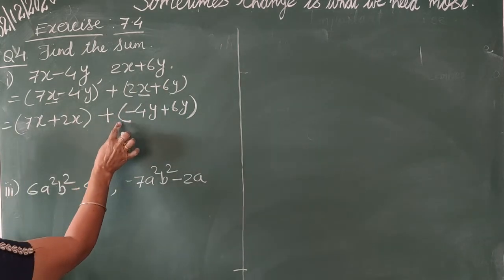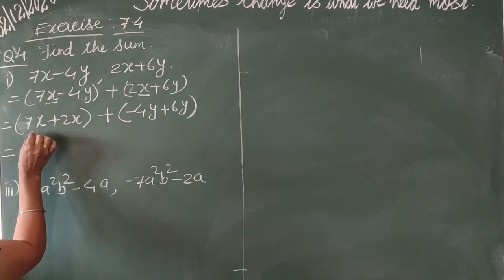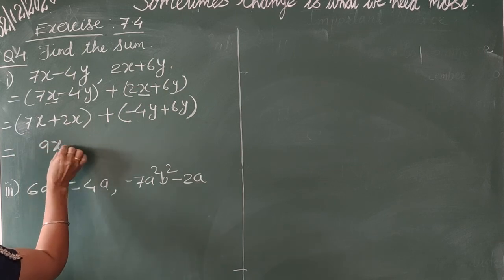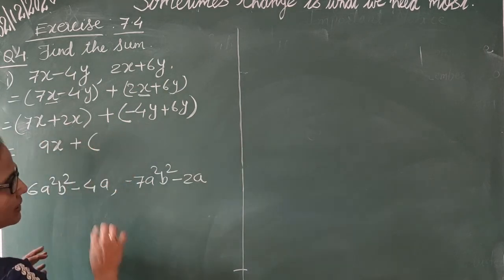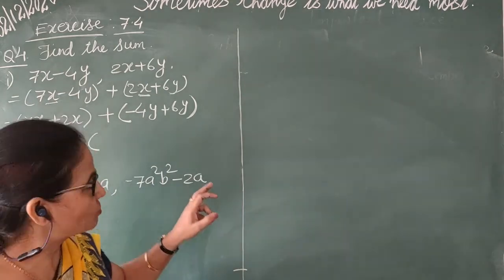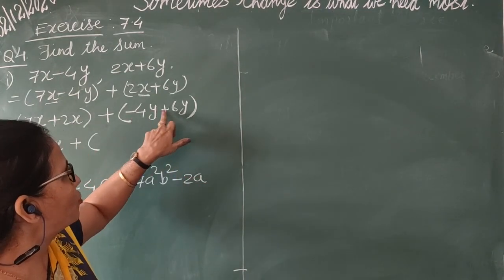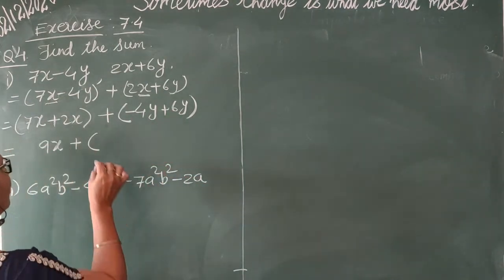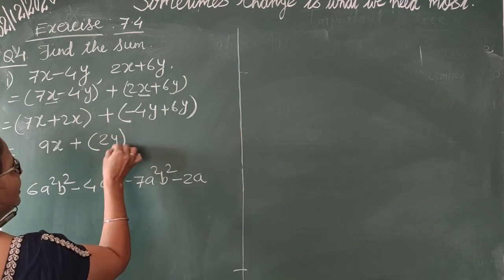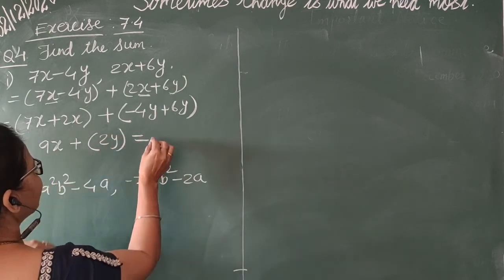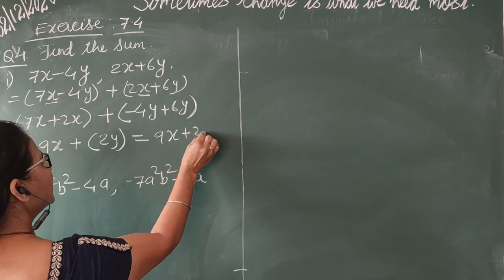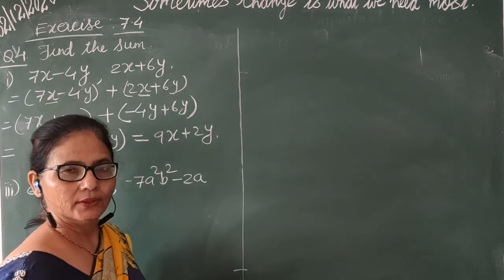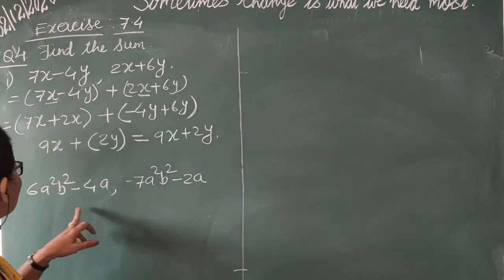Now here we have collected the like terms. Now 7x plus 2x is what? 9x. Plus minus 4y plus 6y is what? You know, minus 4 plus 6 is plus 2. So here we write 2y and now remove these brackets and the answer is 9x plus 2y. Okay. Now see this example, third one.